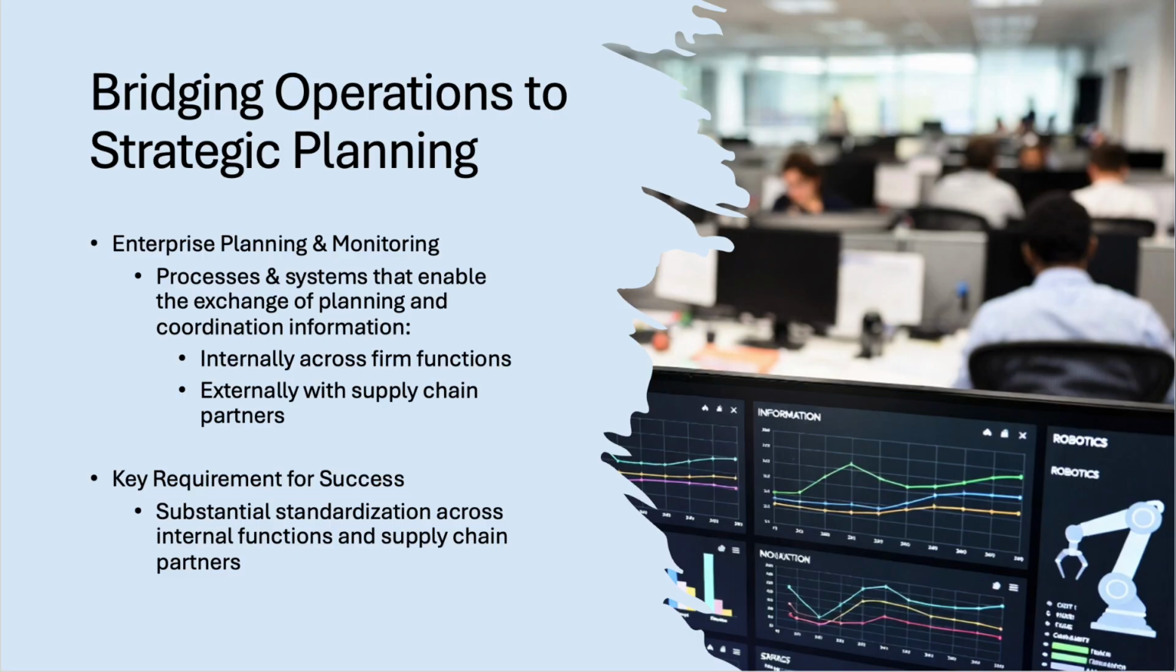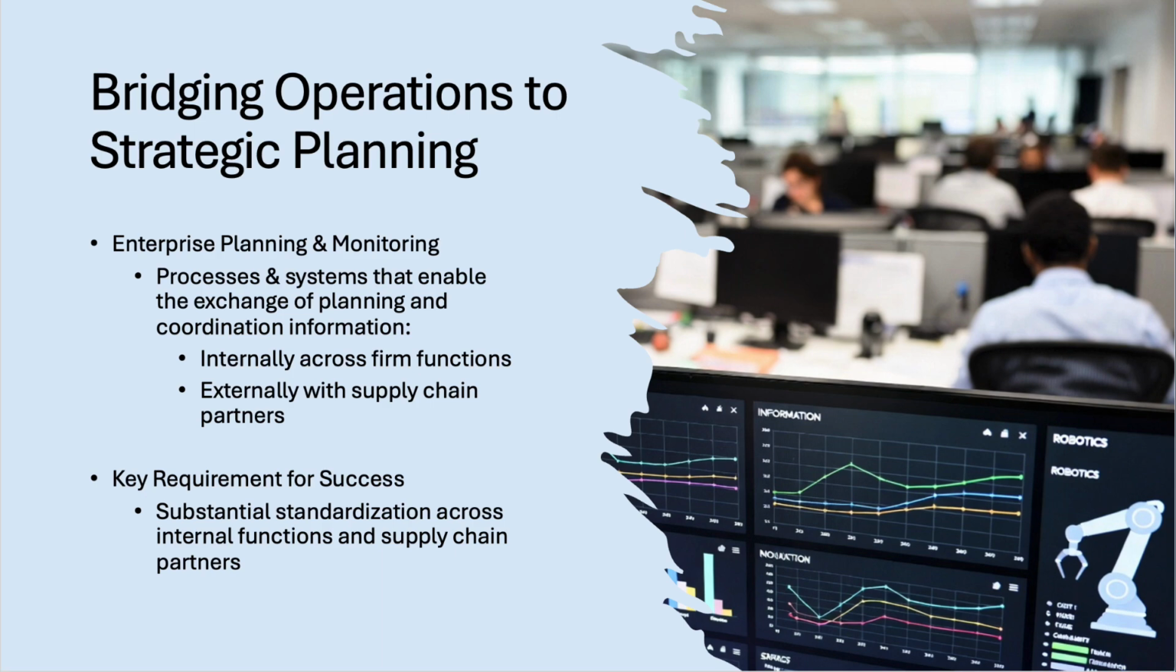However, supply chain management also requires planning and monitoring beyond daily transactions. That brings us to enterprise planning and monitoring. Enterprise planning and monitoring includes the processes and systems that enable planning and coordination information to be exchanged. This exchange occurs internally across firm functions and externally with supply chain partners. Internally, sales, operations, finance, manufacturing, logistics, and purchasing must coordinate. Externally, the firm may need to coordinate with suppliers, carriers, distributors, retailers, and customers.